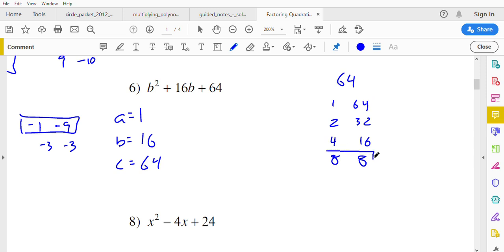Now you'll notice that 8 times 8 makes 64, and 8 plus 8 makes 16. So what are we going to write? We're going to write b plus 8, and then we get another b plus 8. Okay.